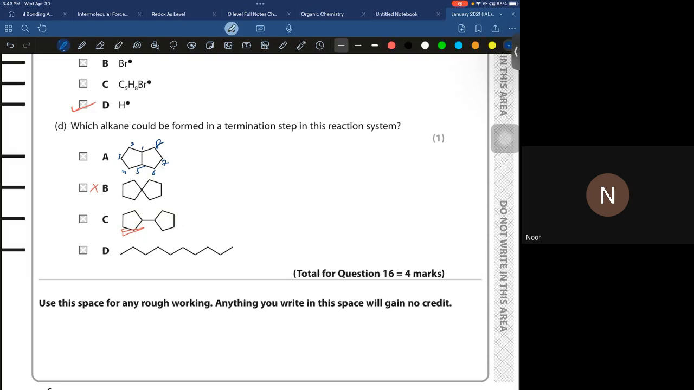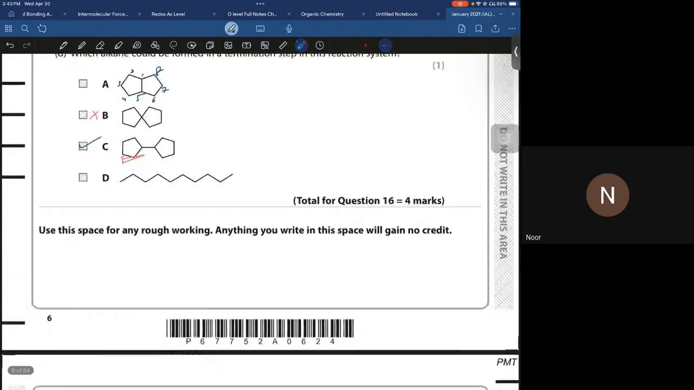Option C is correct. And why is option B incorrect? Because if you count the number of carbon atoms in B, it also doesn't have 10 carbon atoms. If you count 1, 2, 3, 4, 5, 6, 7, 8, 9, it's 9. It's not 10. Simple. And D is completely wrong, of course.